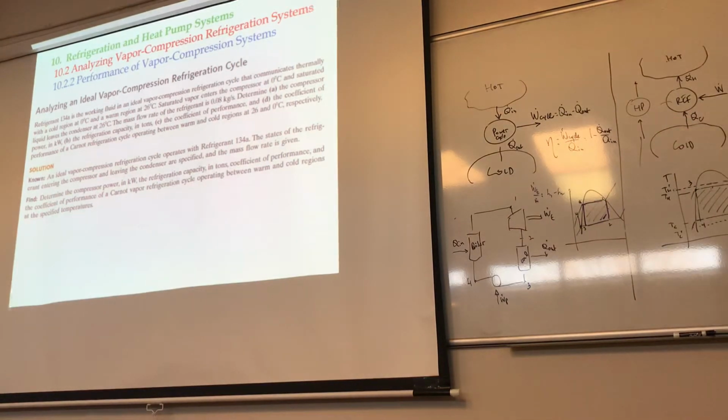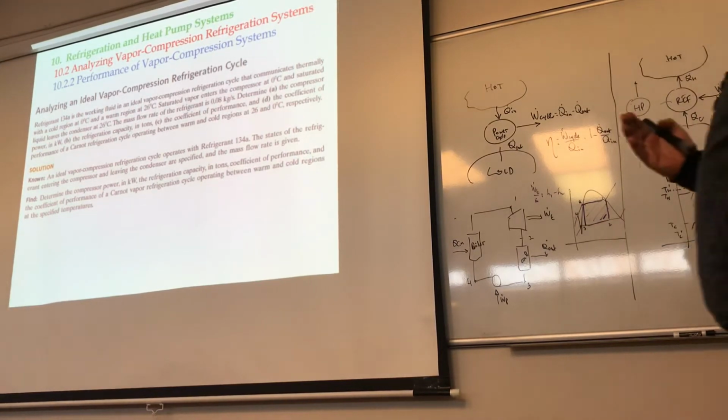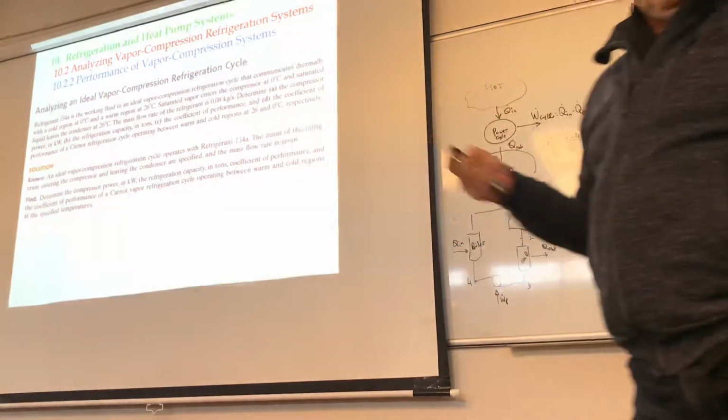What is the compressor power? What is the refrigeration capacity? By the way, when we say refrigeration capacity, it is really the Q that you are removing from the cold space, or QC. What is the coefficient performance of a Carnot refrigeration cycle operating between the warm and cold regions, respectively? Remember, anytime you're asked about Carnot, the only thing you need to do is change the Q's to T's, okay?